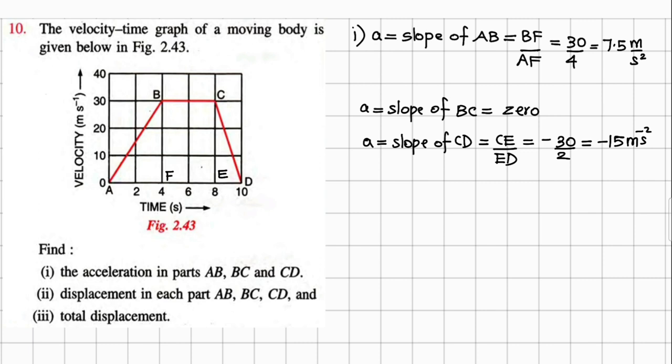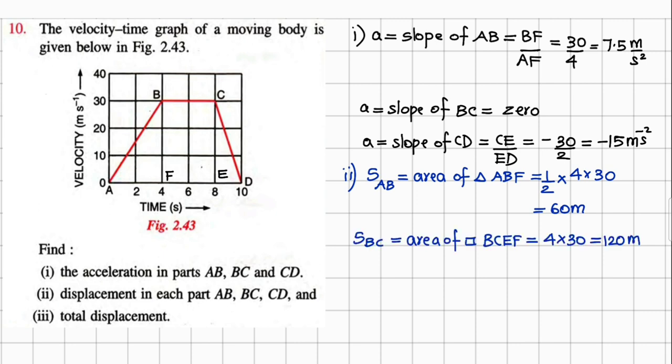The second part of the question is displacement in each part. Displacement, how do you find displacement from a velocity time graph? By finding the area. So let us calculate that. For AB, it will be the area of triangle ABF, that is half into base is 4, height is 30, so answer is 60 meters. For BC, it will be the area of rectangle BCEF, that is length into breadth, 4 into 30, that is 120 meters.